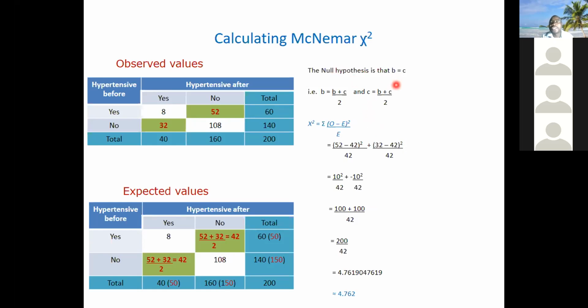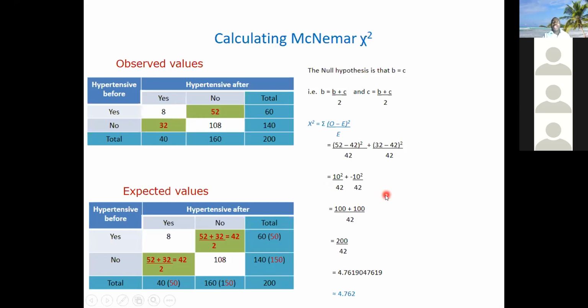The null hypothesis is that B is equal to C. If that is the case, add B and C and divide by 2. So B will be half of that, and C will be half of that. That is, B will be B plus C over 2, and C will be B plus C over 2. So if the addition of these two is 84, then divide 84 by 2. It will give you 42. That would be what you expect to be there. That would be the expected. Do you get the picture?